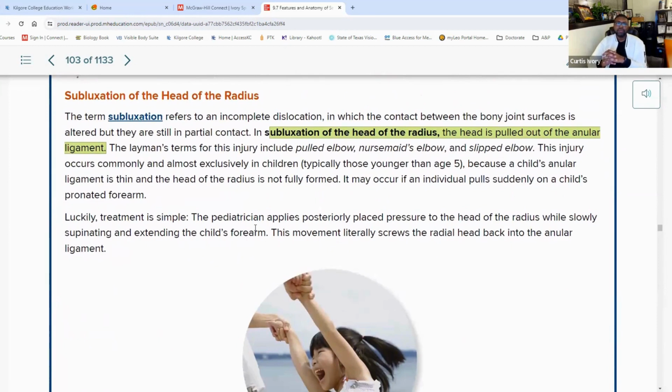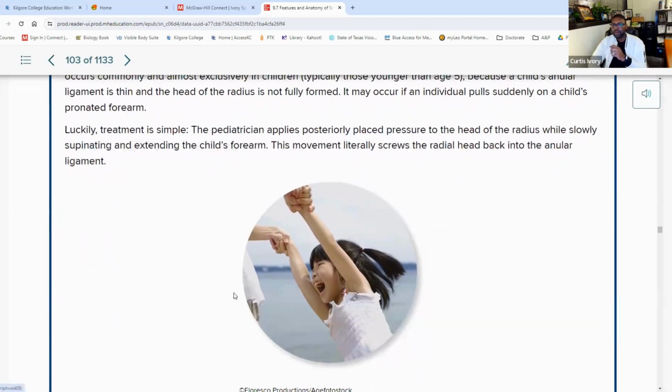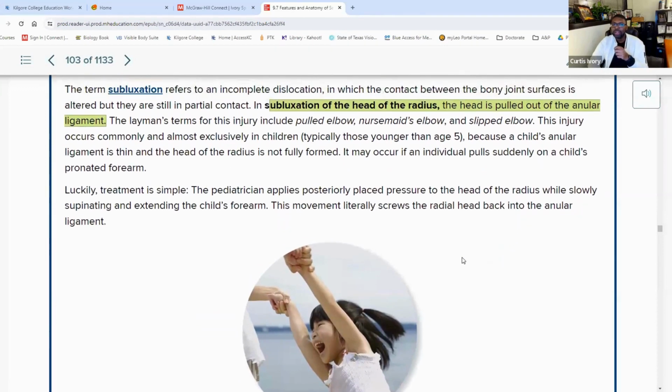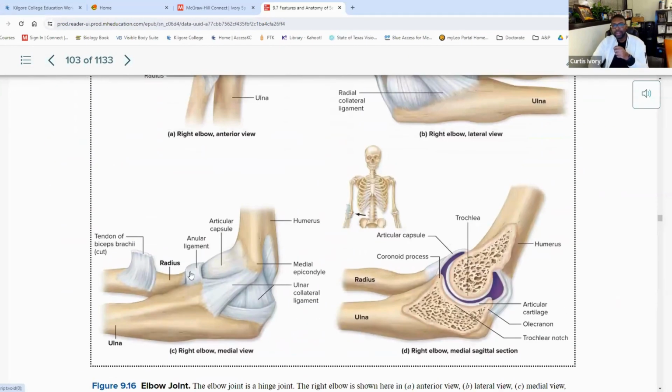Subluxation, or subluxation of the head of the radius. So if you are swinging a child like this, it can actually pull the annular ligament. So this ligament right here, the ligament that's the seat belt for the radius, remember the radius had a knob-shaped head. If you are pulling on a child, it can cause that radius to pop out of that seat belt, that annular ligament, and essentially dislocate that whole joint.